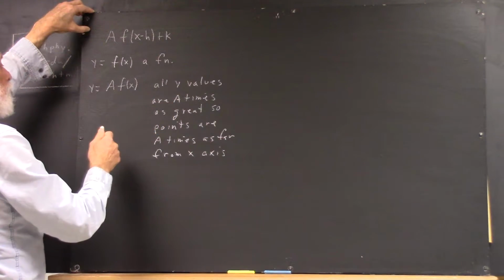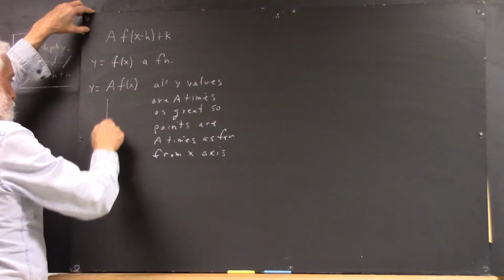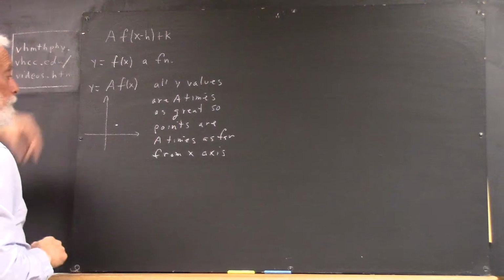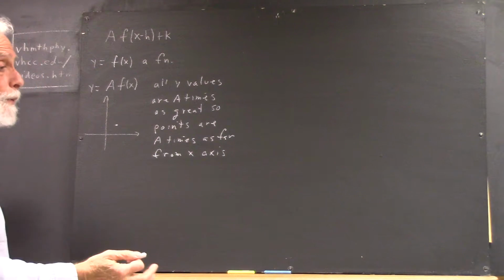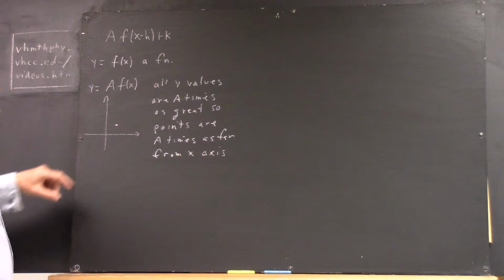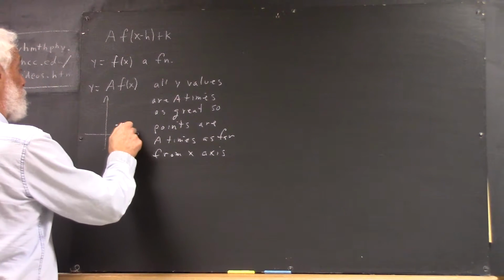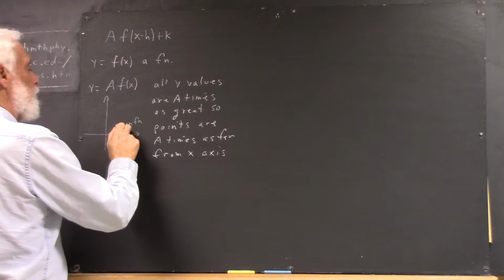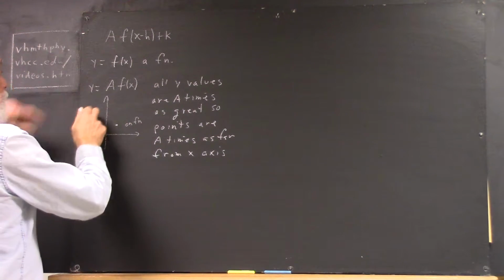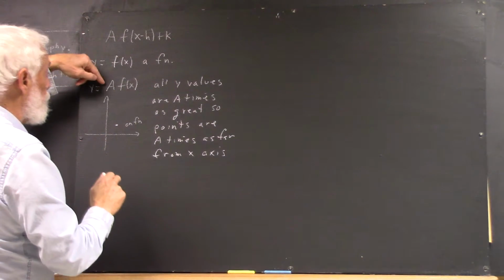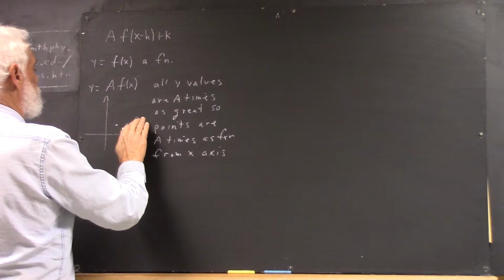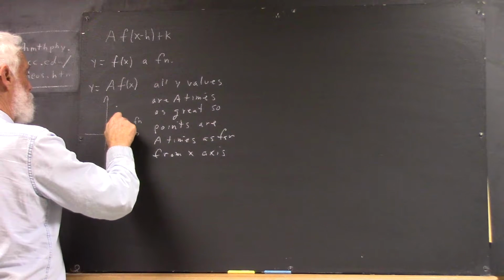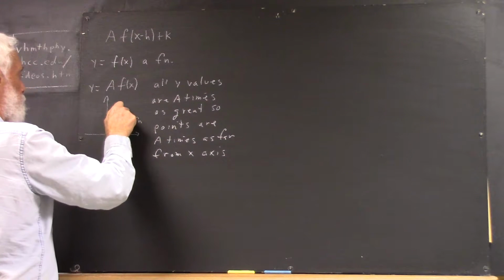So if our original function has a point here, and let's say that a was 3, okay? So if this is a point on the original function, meaning on the graph of the function, then the point on the function a f of x is going to be 3 times as far from the x-axis. We go this far, we go this far, we go this far again.